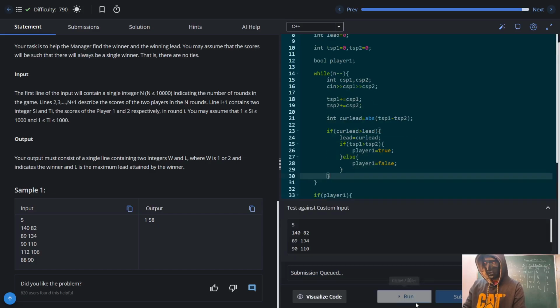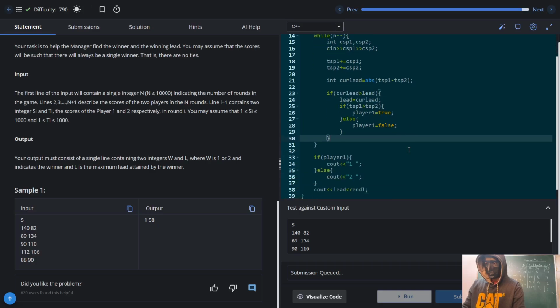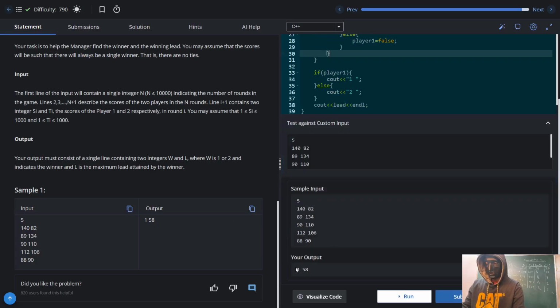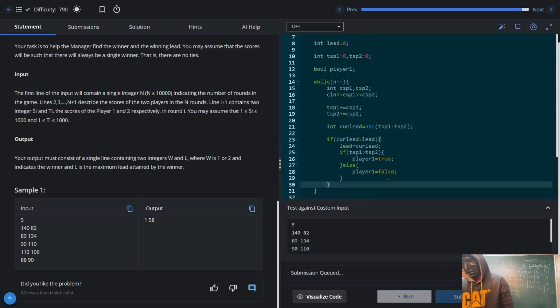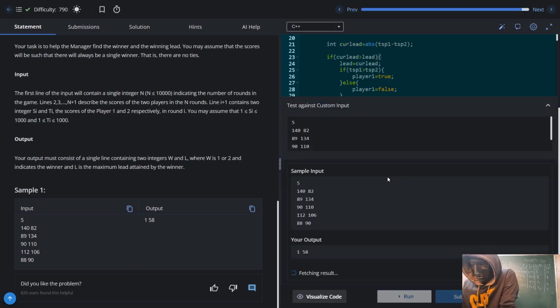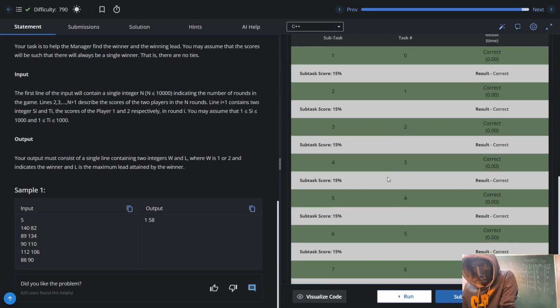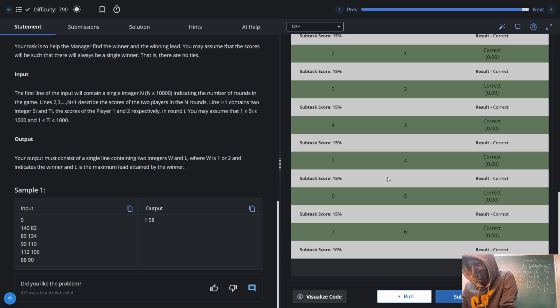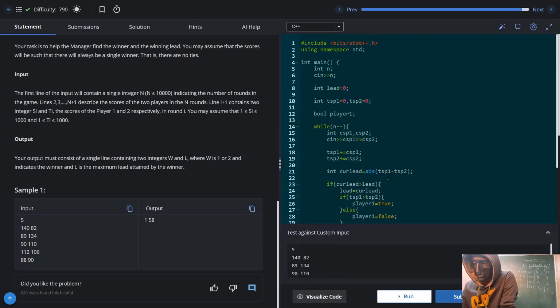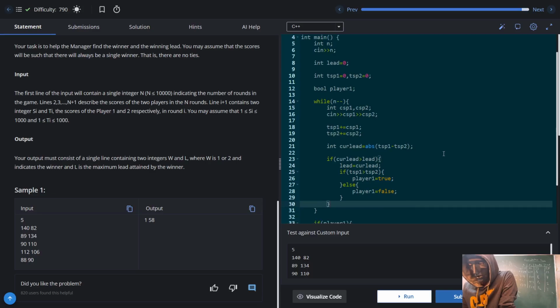So let's try to run the code. So in the first case we're getting 1 and 58. Let's try to submit it. Yeah, it got accepted and it is correct. All the 7 test cases have passed. So I think you guys got to know it is very easy.